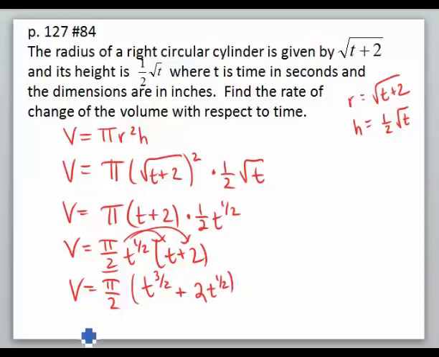So now I'm going to take the derivative with respect to t. So dV/dt is equal to pi over 2. Carry that along, that's the constant. We'd have 3/2 t to the 1/2 plus, bring that exponent up front, you get 1 t to the negative 1/2. And that's as far as I'm going to take it, because like I said, normally they will give you a particular time they want you to figure that out for.